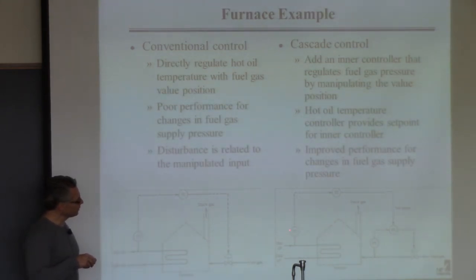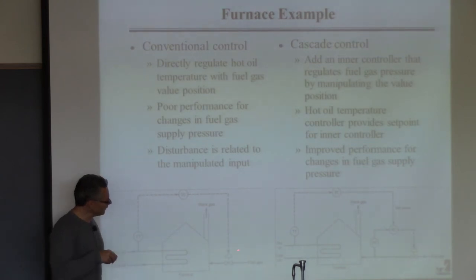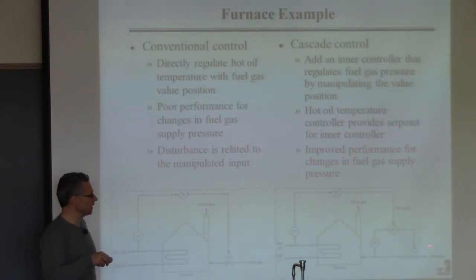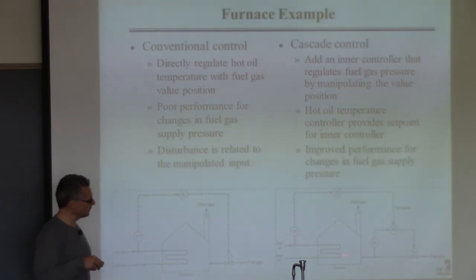So yeah, measure temperature, send it to a temperature controller, compare it to the set point. But instead of writing directly to this valve, you specify the set point for a pressure controller, right? You understand, pressure control for gas is essentially flow control, right? Because flow is directly related to pressure. So why would I do this instead of this?